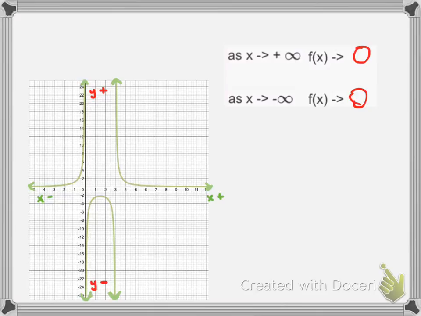Alright, so when you hear end behavior, think about the left and right side of your graph. And just remember, x is negative on the left and x is positive on the right. That's all there is to it.